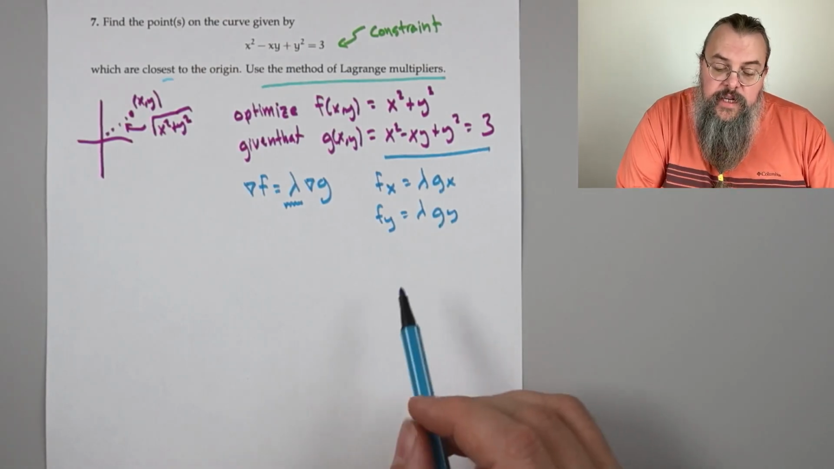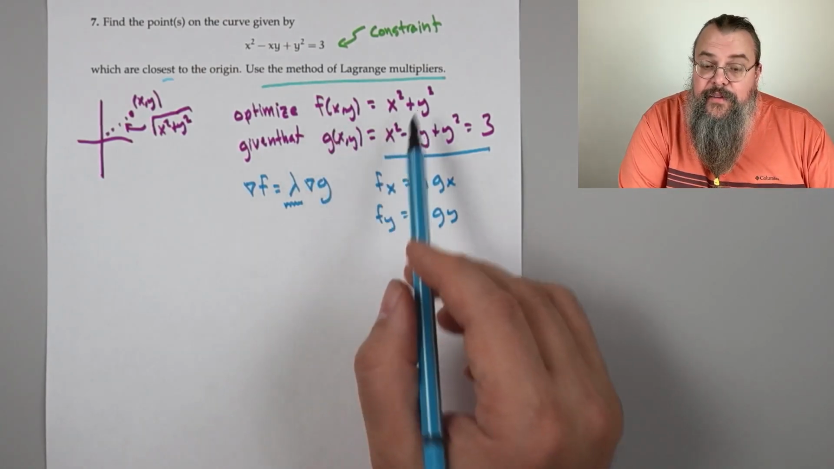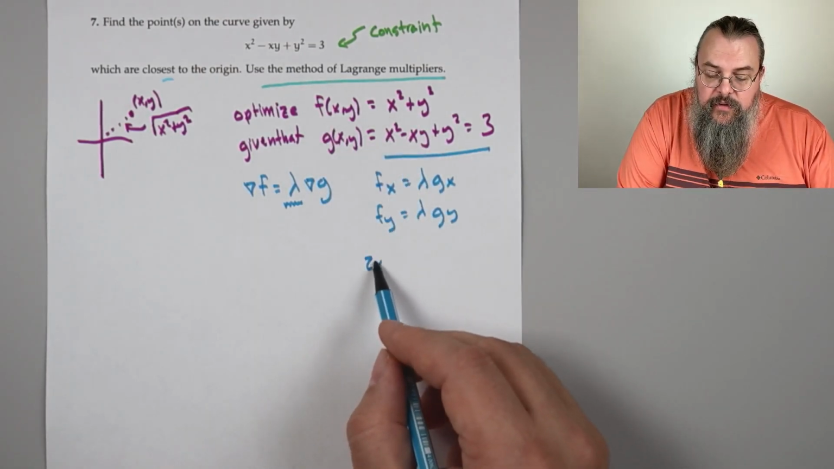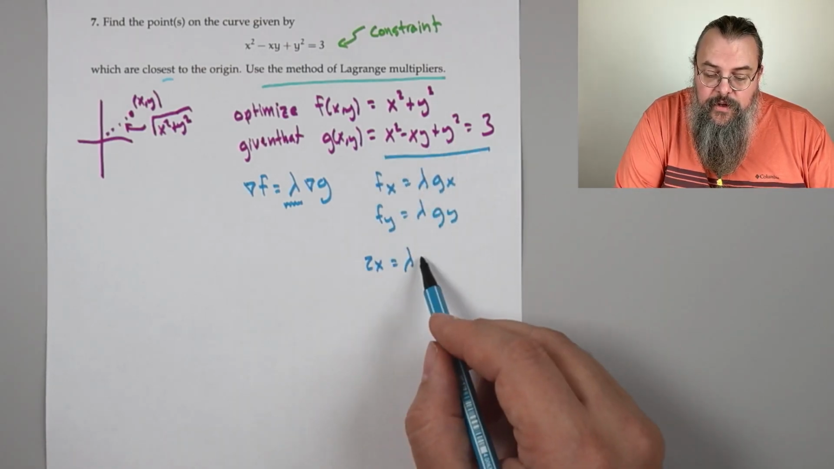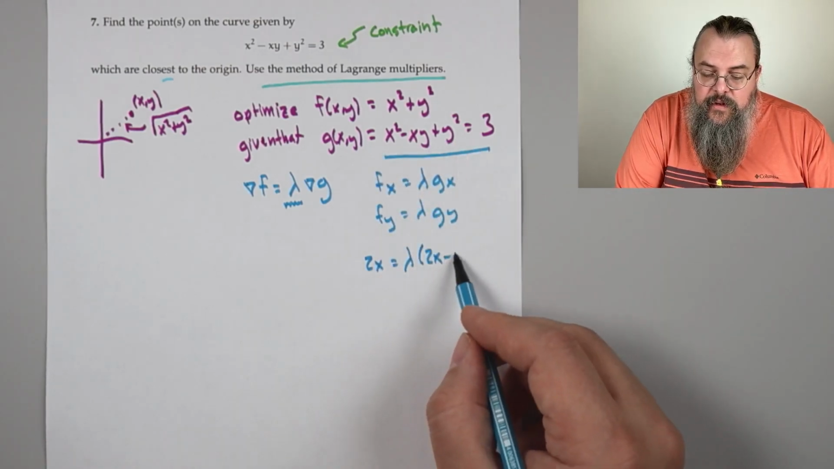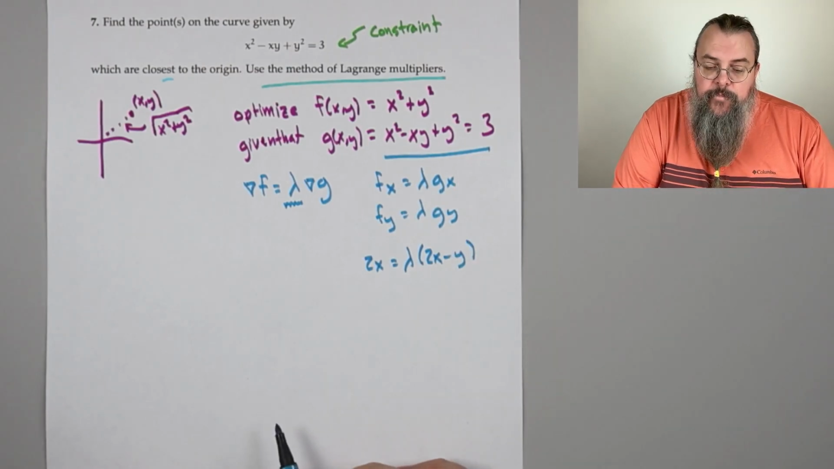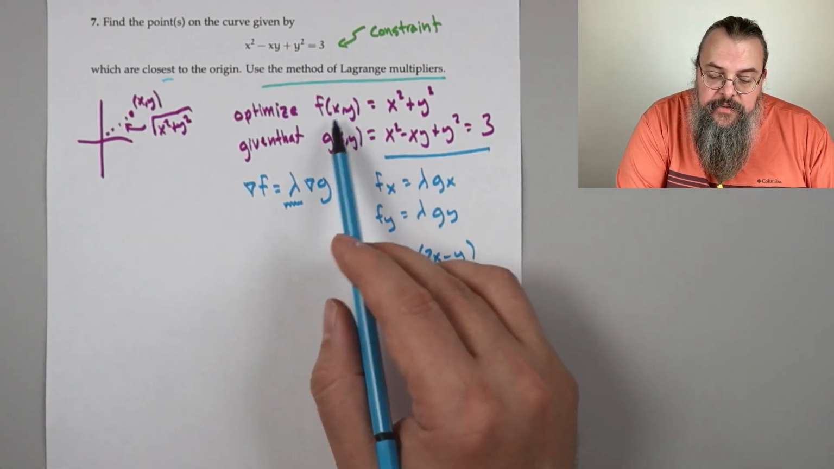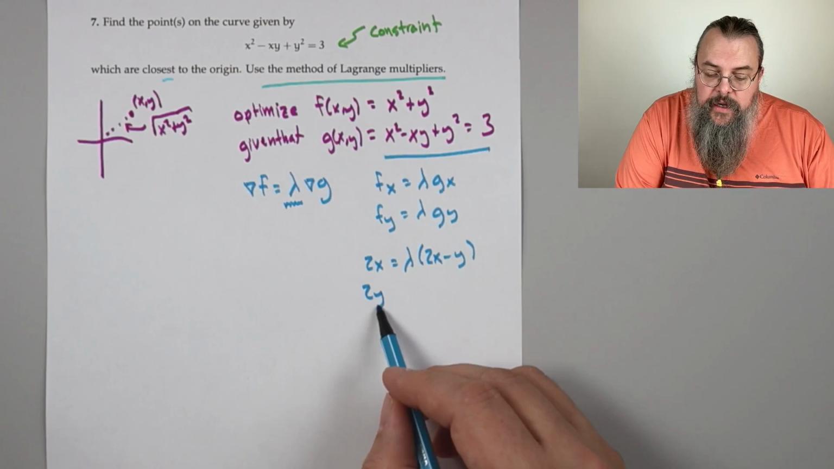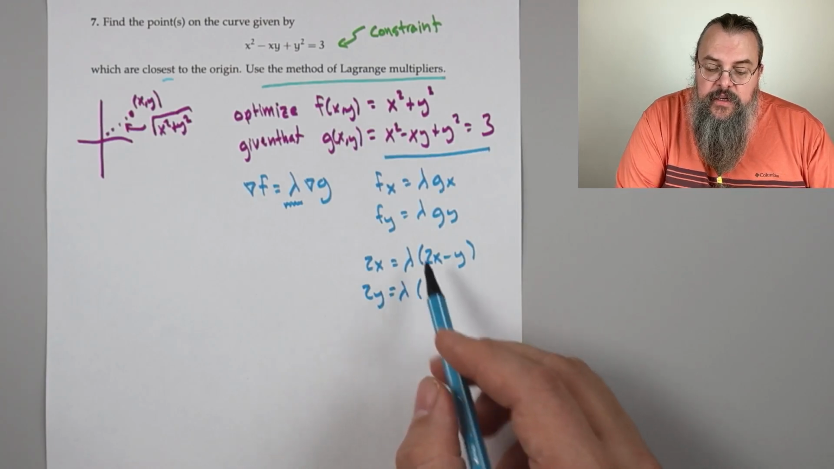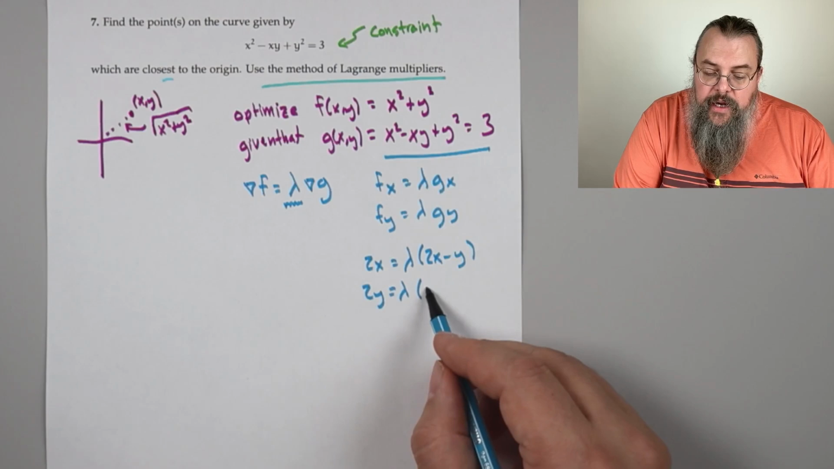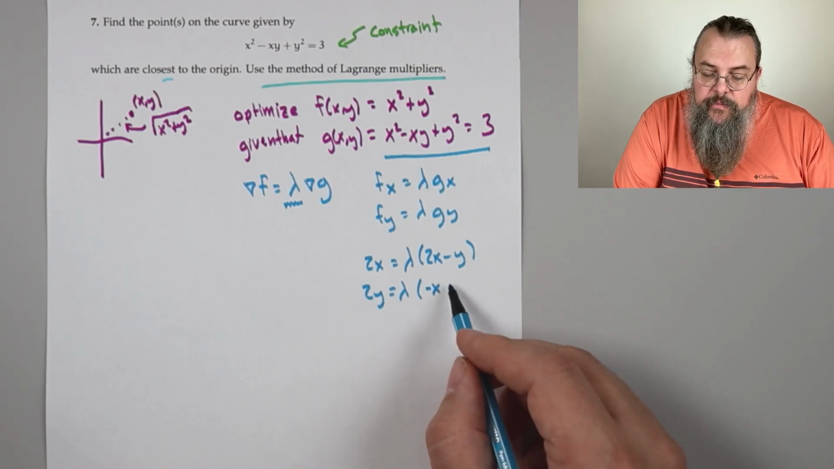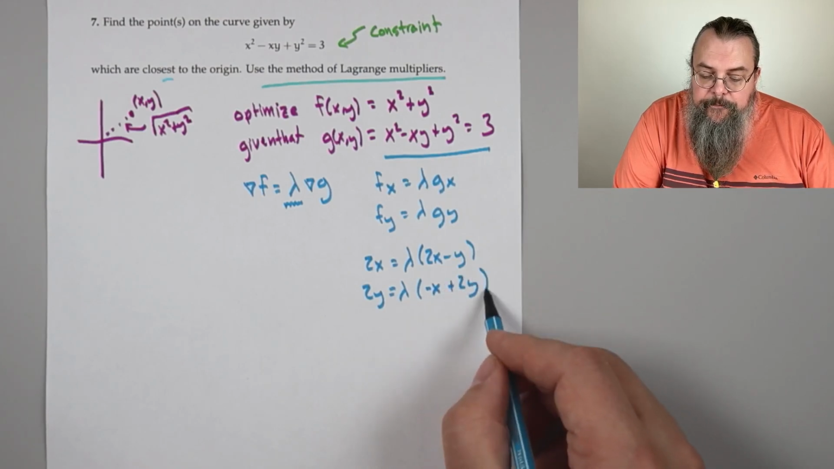We want f sub x is lambda g sub x, and f sub y is lambda g sub y. Taking our derivatives, f sub x, 2x equals lambda g sub x. Well, that's 2x minus y. And then f sub y, 2y equals lambda g sub y. Well, that would be minus x plus 2y.